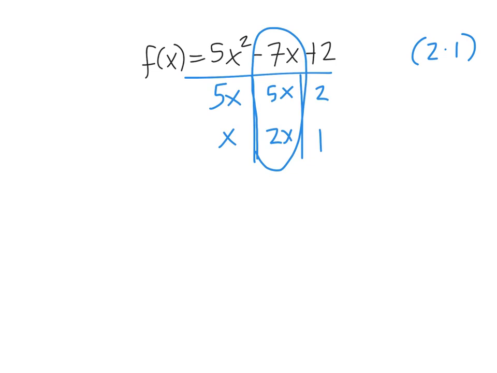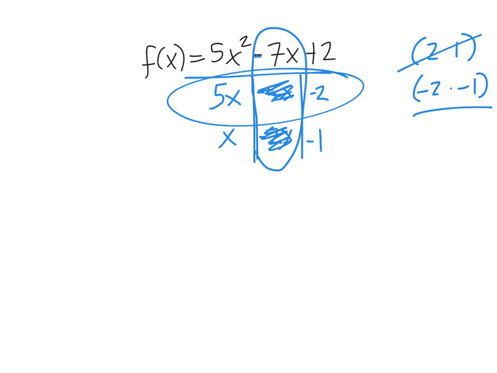No, it doesn't. So what I need to include is negative 2 times negative 1. Make them both negative. Negative times a negative gives you a positive, but when I add these negatives, I get negative 7. So here's our combination. We ignore this right here, and we have 5x minus 2 and x minus 1.